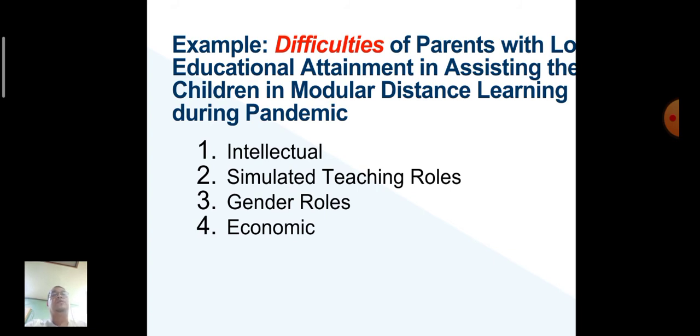Then we also have economic difficulties. When you talk about economic difficulties, if you're a parent who has roles similar to those of the teachers, then you will have to distribute your time in terms of economic activities. Instead of doing your livelihood, you sometimes cut the time for your economic activities by allocating time for assisting your children in their modular distance learning.